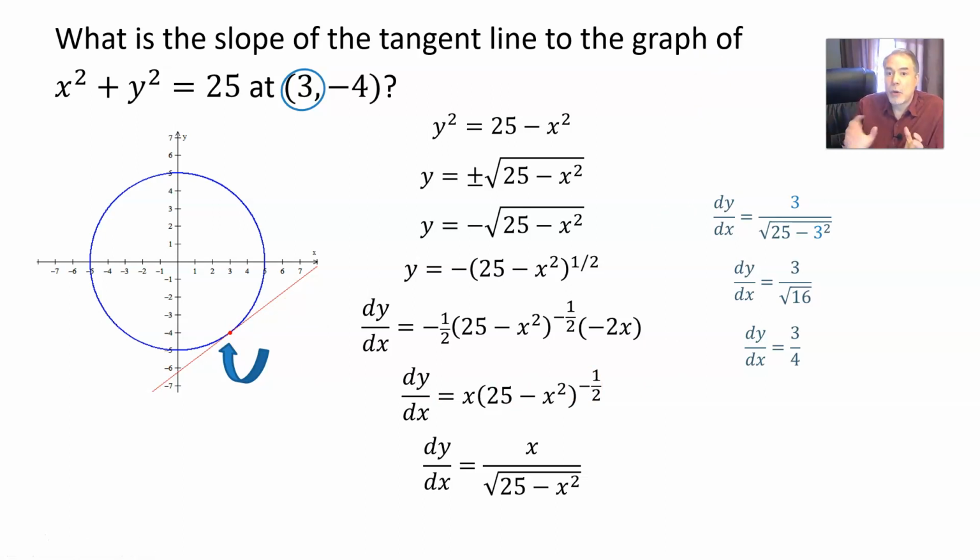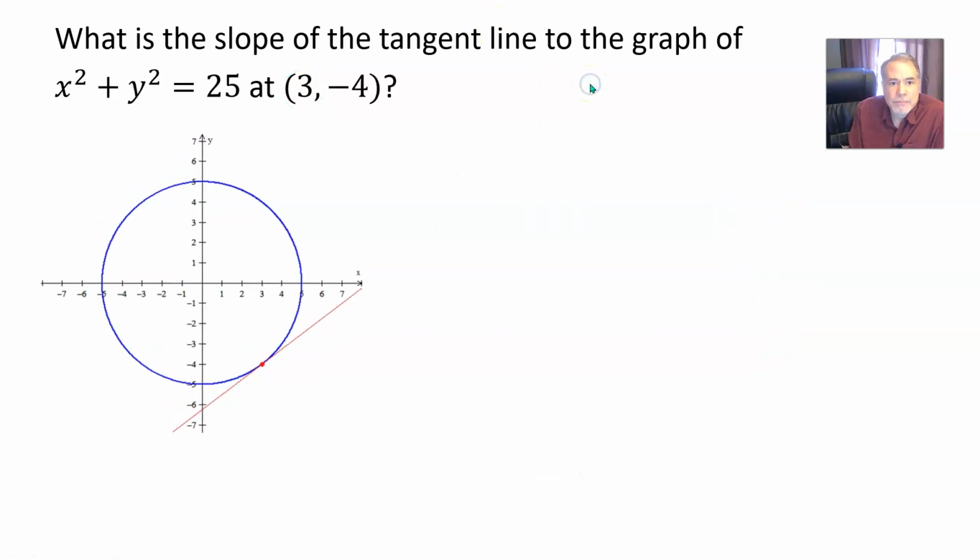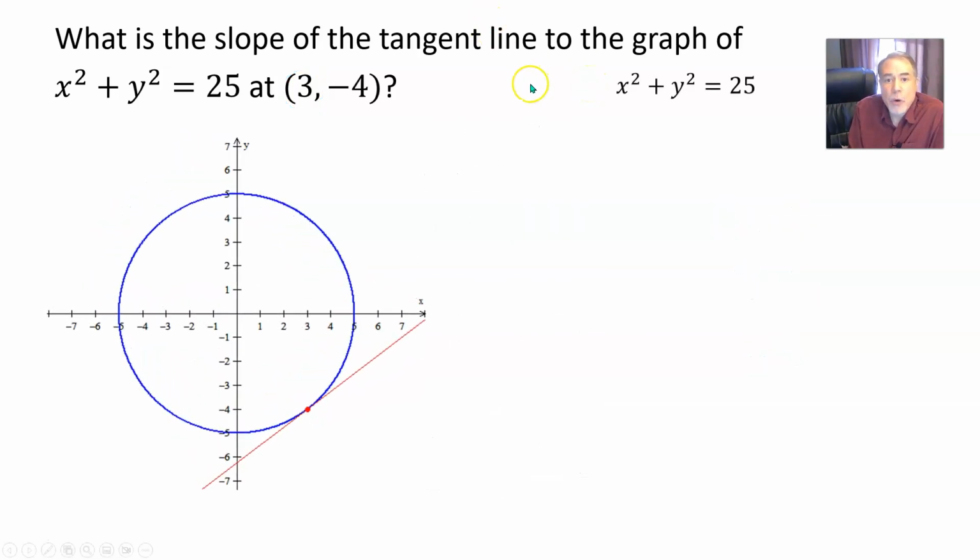But we can use implicit differentiation to do this an easier way. So here's how that works. Instead of rearranging the equation, let's just leave it the way it is, x squared plus y squared equals 25, and differentiate both sides with respect to x. After all, if x squared plus y squared and 25 are equal to each other, their derivatives ought to be equal to each other.